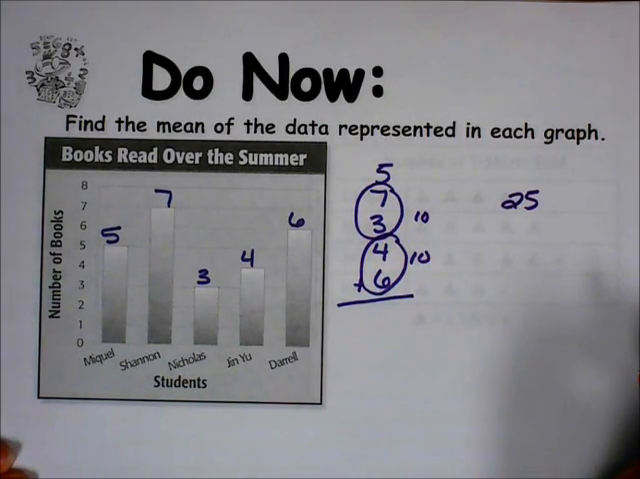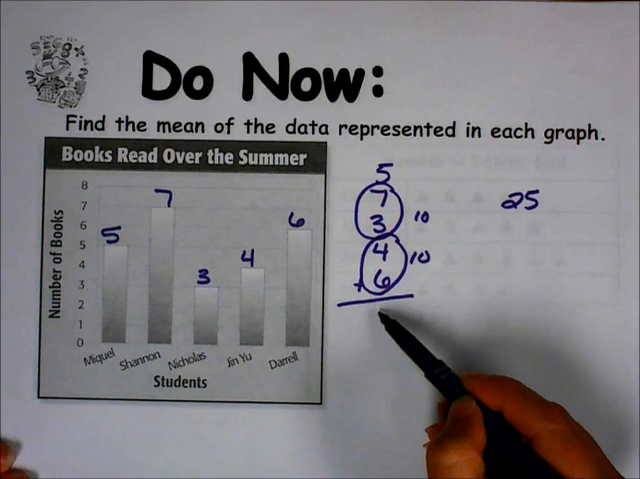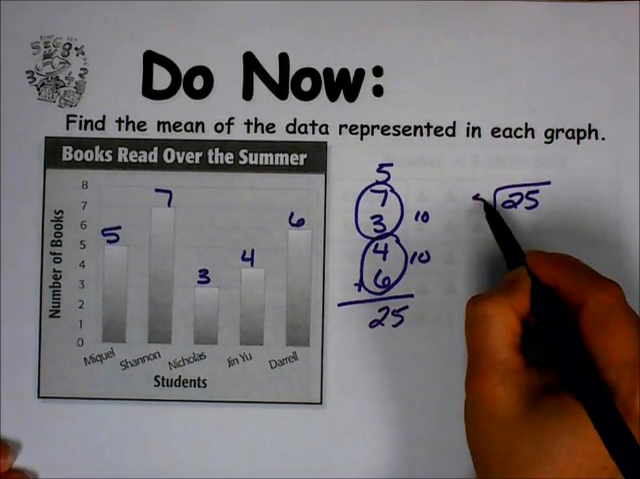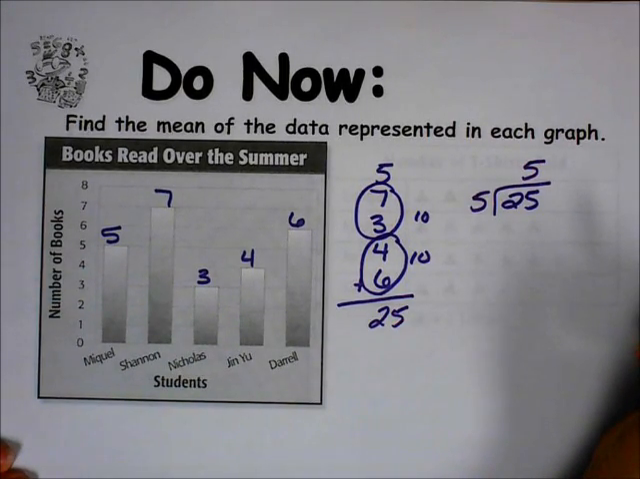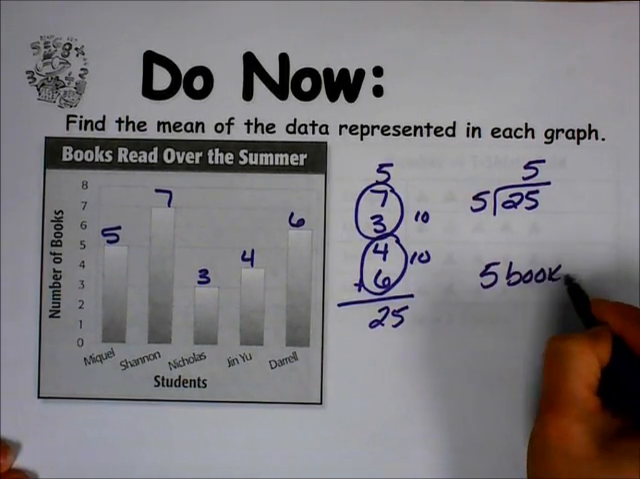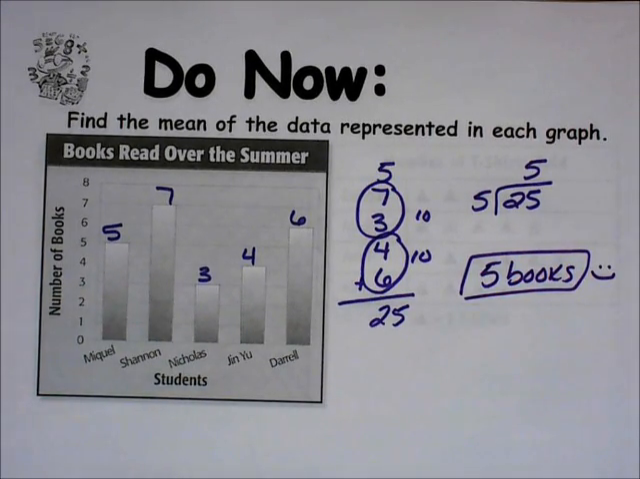Now the mean is not 25 because I still have to divide by the number of pieces of data that we added together. We added 1, 2, 3, 4, 5 pieces of data together. So I'm going to divide 25 by 5 to get 5. So my mean, or average number of books read by these 5 students, was 5 books. If you got your answer right, give yourself a smiley face.